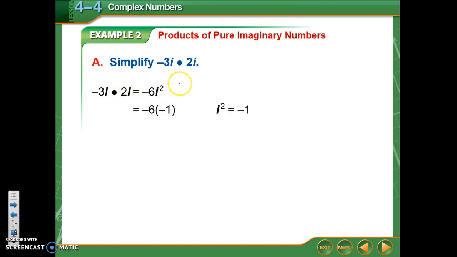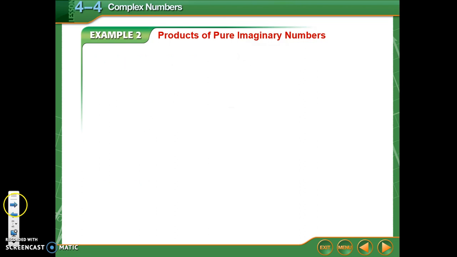I times i is i squared. But because we know that i squared equals -1, -6 times i squared is -6 times -1, which is just +6.